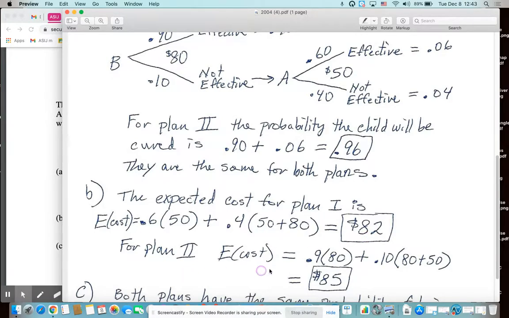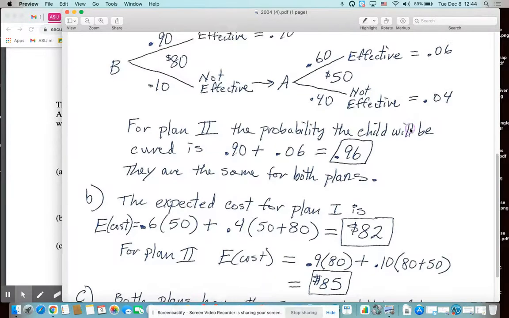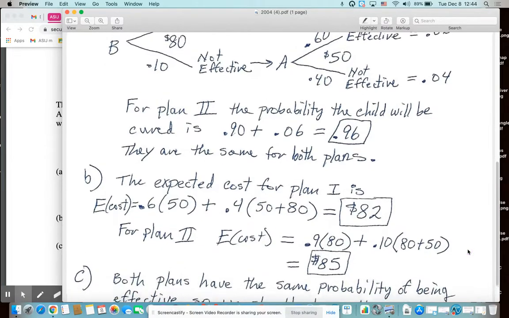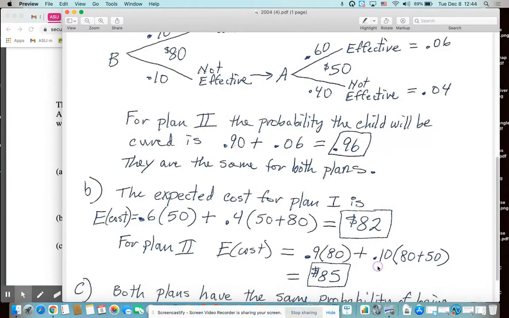For plan 2, there's a 90% chance I spend just $80 on medicine B and I'm done, but there's a 10% chance I have to buy both. You do the math, you get $85. So actually, even though they have the same probability, right, a 96% chance of curing a kid, the expected cost is a little bit different. For plan 1, it's $82, a little cheaper, and for plan 2, $85.